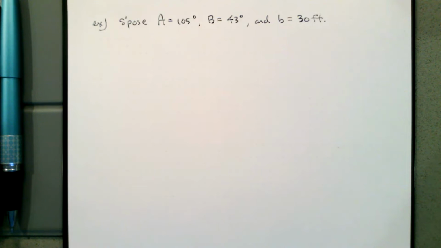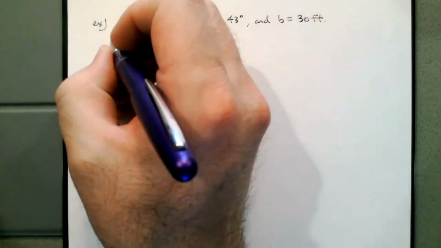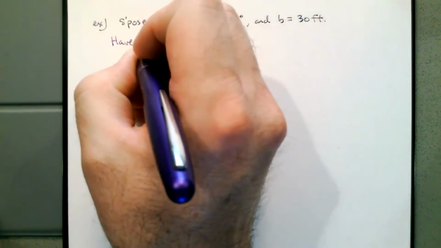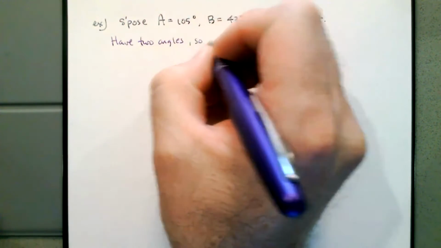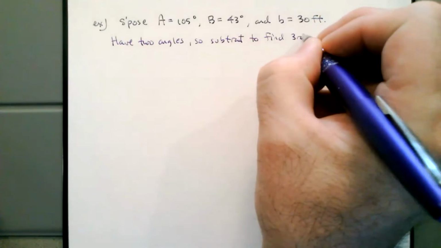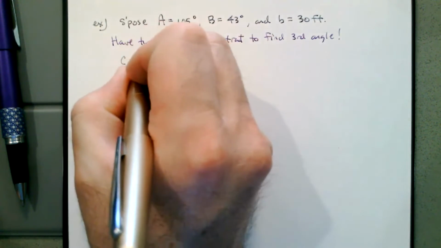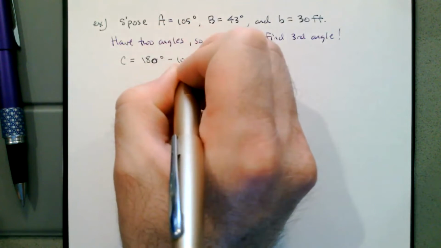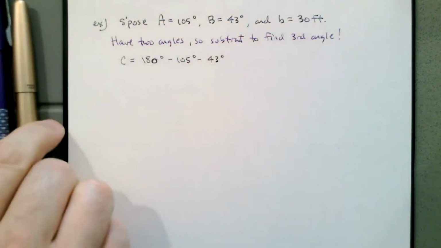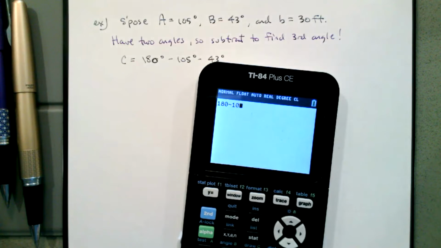So the first thing we want to notice is that I've got 2 angles. As soon as we have 2 angles, let's subtract to find the third angle. So the first thing that we're going to do is say angle C is 180 minus 105 minus 43. I have not been able to do arithmetic all day, so we'll just do 180 minus 105 minus 43, 32. That's our third angle.